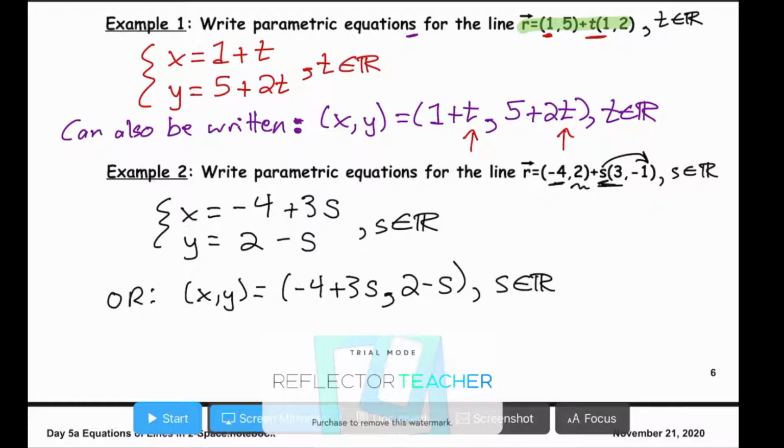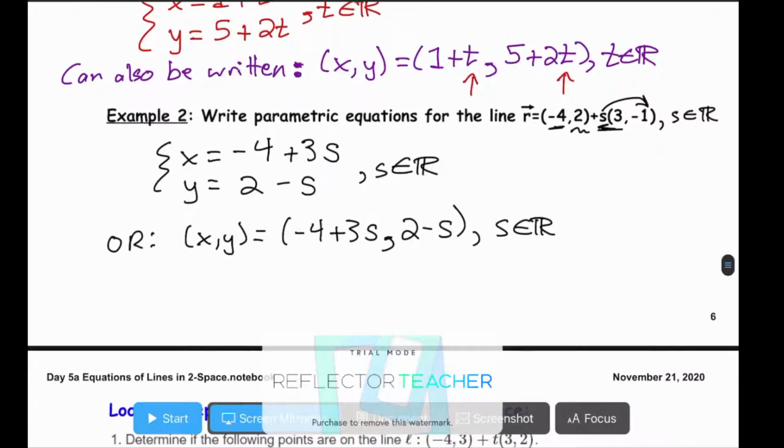All right, so that's our crash course overview. It's not a terribly complicated concept. We just have to remember to actually do it and understand what the language means when we're asked to find parametric equations for a line. It's basically just, we're taking our vector equation and we're converting it.